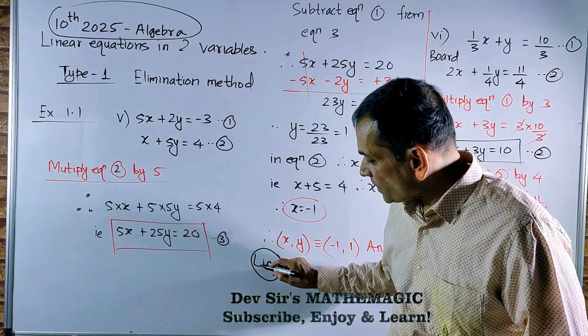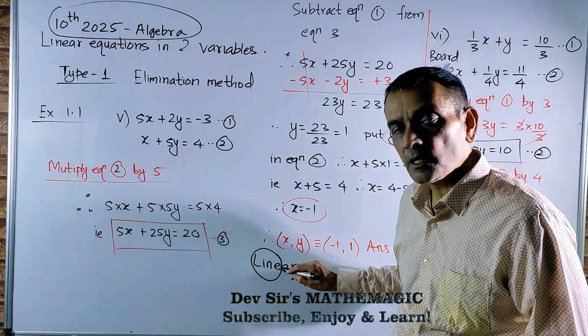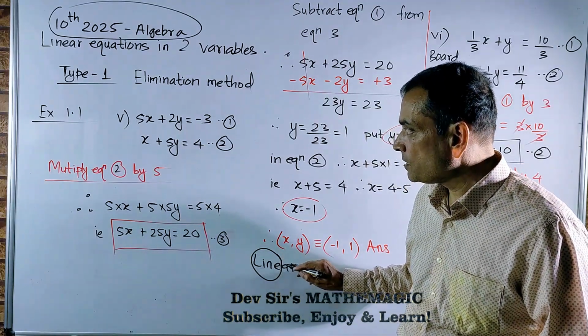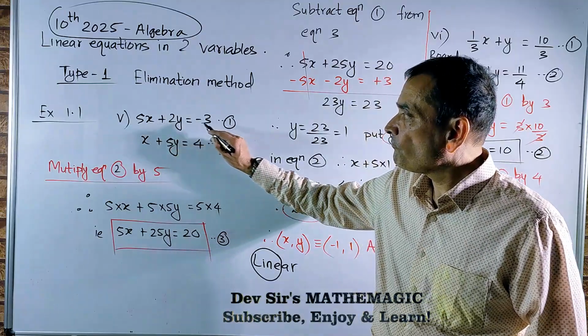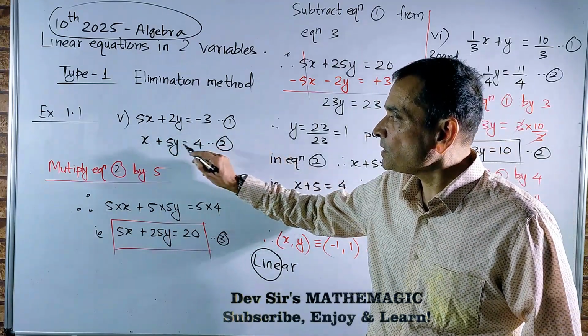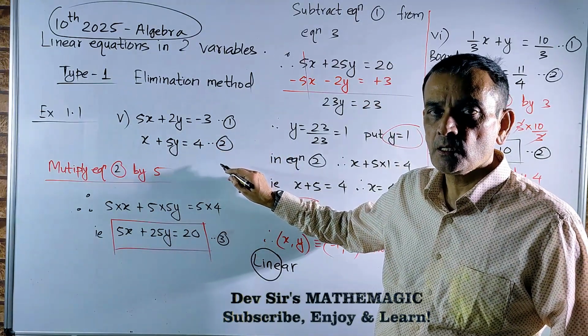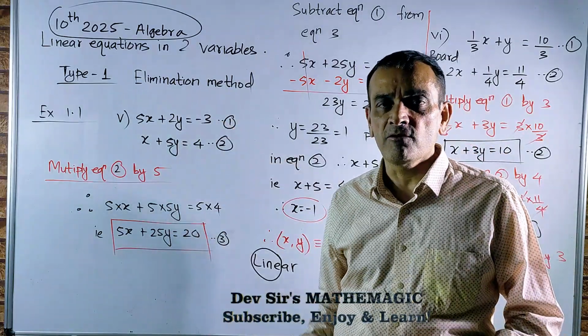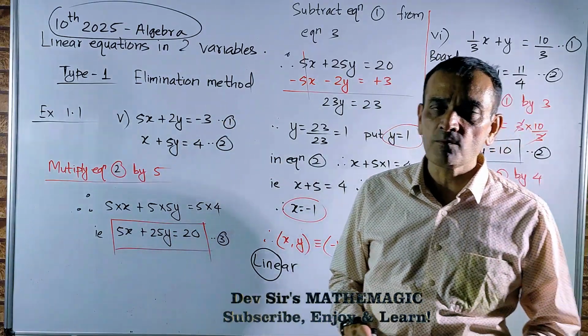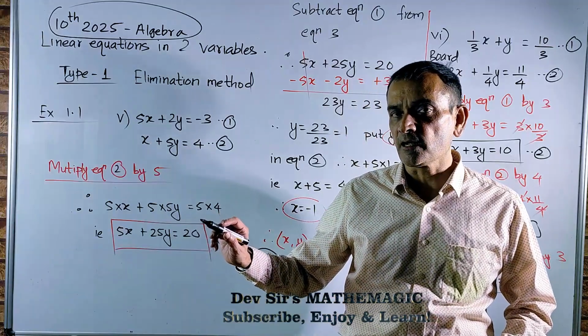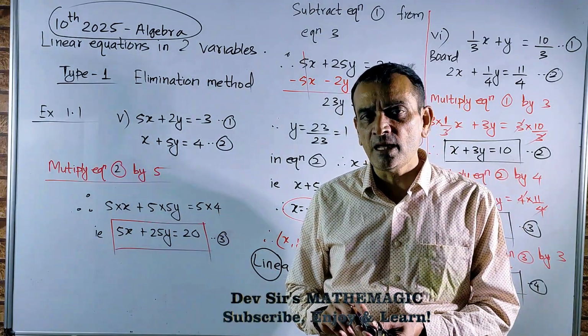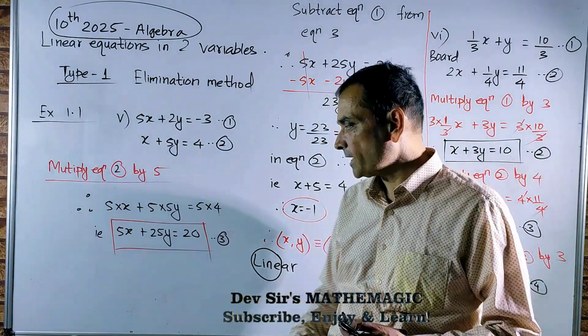Because a line can be drawn from this equation and from this equation, they are called as linear equations. Okay, linear means a straight line draw कर सकते हैं ग्राफ पे. That is the reason they have been named so.